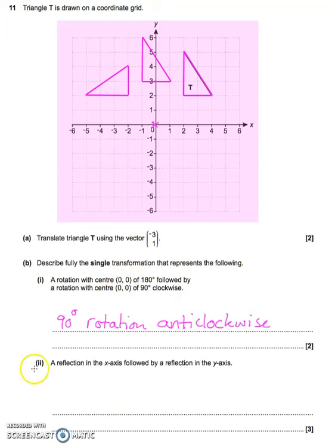B part 2 is all about reflection in the x-axis followed by reflection in the y-axis, and we need to describe the single transformation that represents the following. So the first thing that you'd need to do is you'd need to get your piece of tracing paper again.